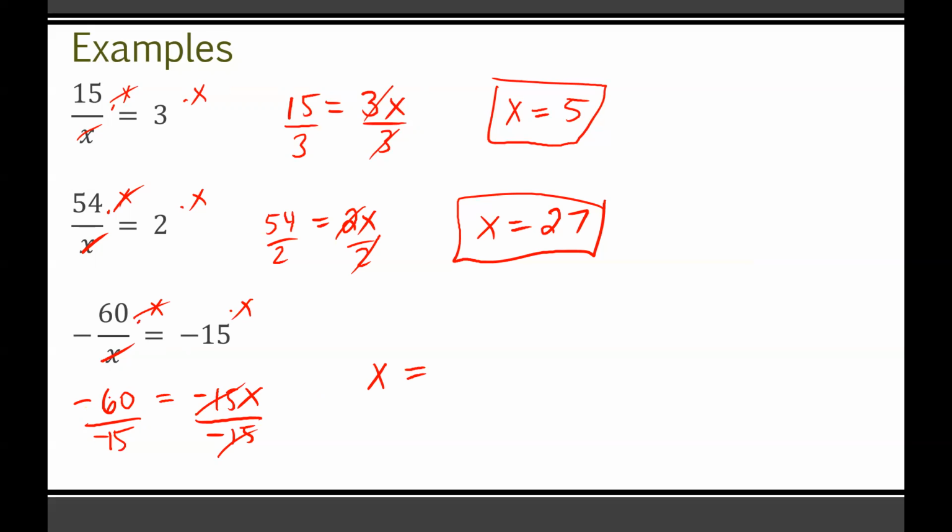Remember, when you are doing either multiplication or division with two negative numbers, so negative 60 divided by negative 15, that's going to make the answer a positive number. So negative 60 divided by negative 15 is going to be positive 4. And that's our answer on that one.